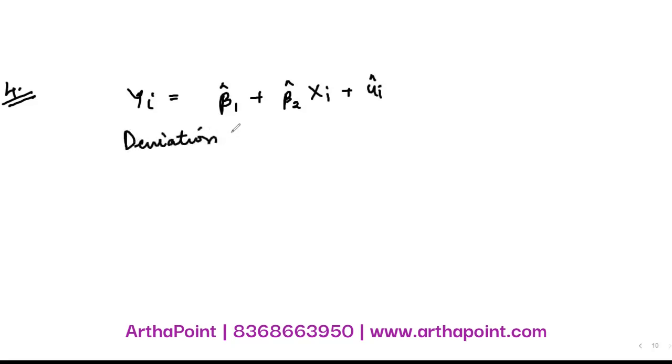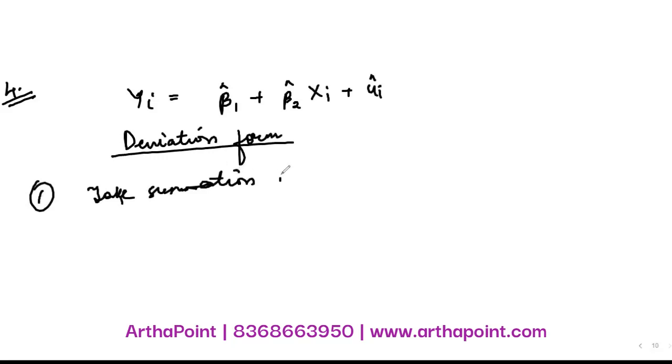So yi is equal to beta 1 hat plus beta 2 hat xi plus ui hat. Let's get this in the deviation form. So deviation form would be the following. Step 1. Take summation on both sides.